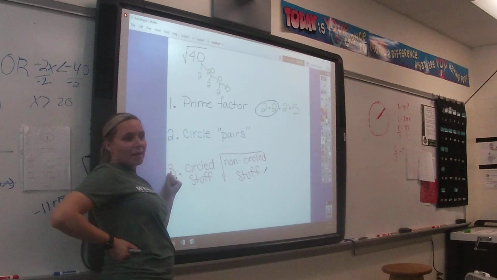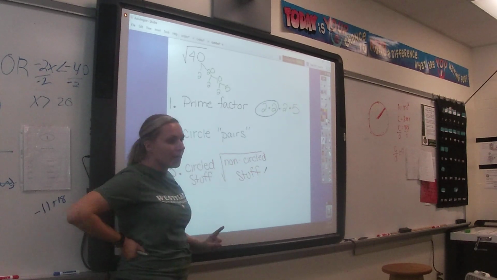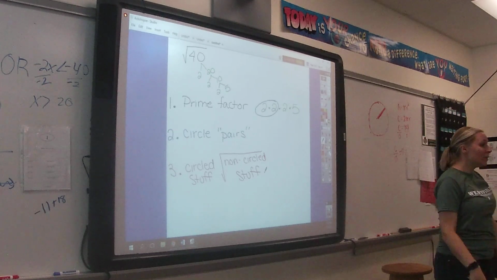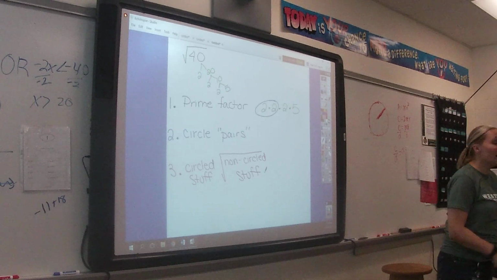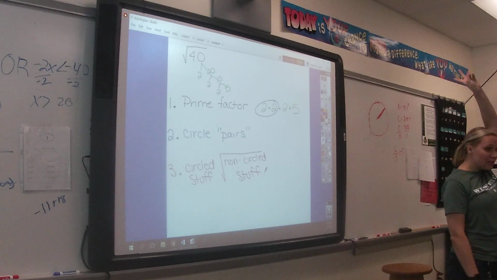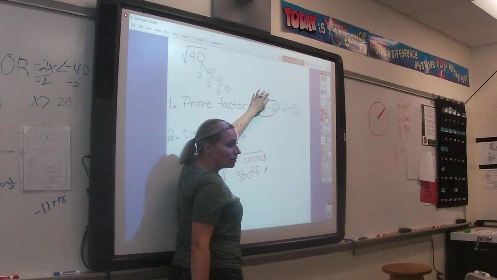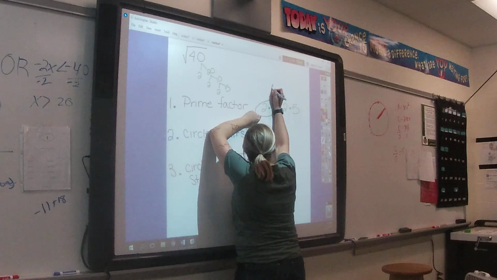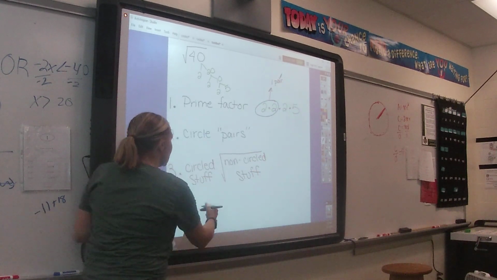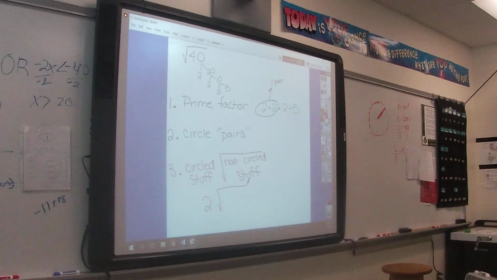Whatever we don't circle is going inside. Now, here's the key. I have 2 shoes, but how many pairs? One pair of shoes. There are 2 of them, but they count as 1 pair. So these 2's count as 1 pair. So when I pull this outside, it counts as 1 pair. I'm only writing it down 1 time.